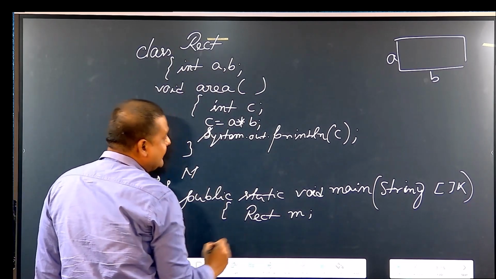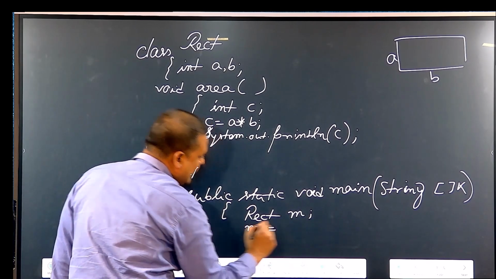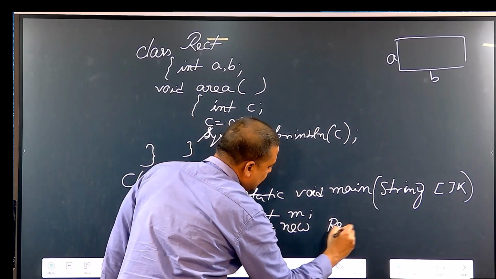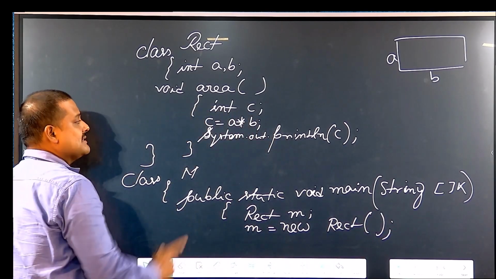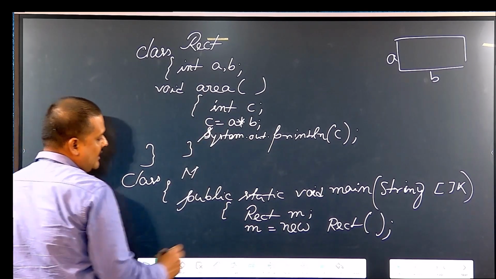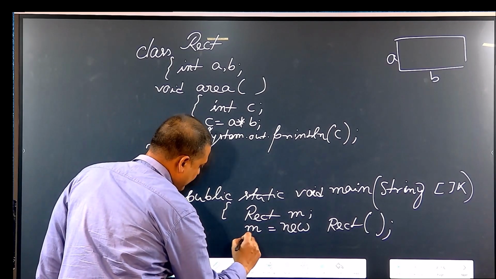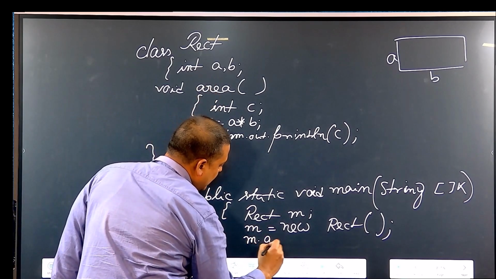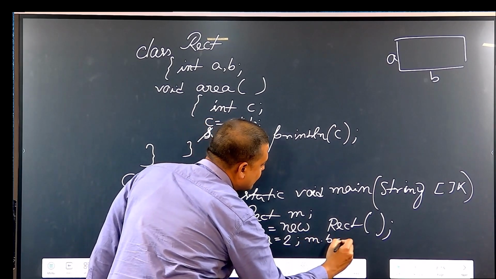So, by this what will happen? We will write M equal new Rect. Some memory space will be allocated, and I will show you how the memory space is allocated. New Rect, okay. Then I will call M.a equal, say for example 2, M.b equal 3.